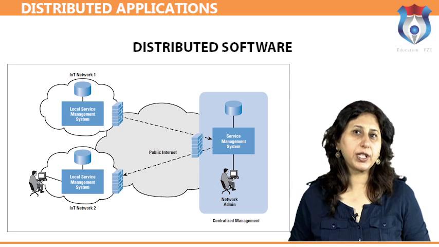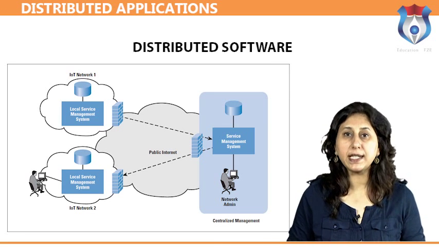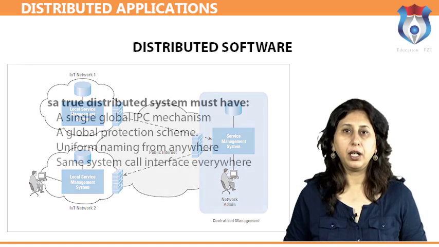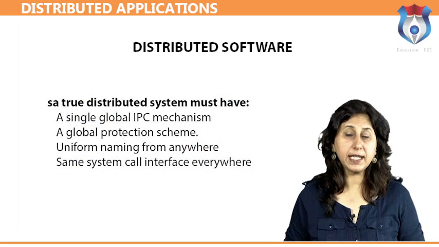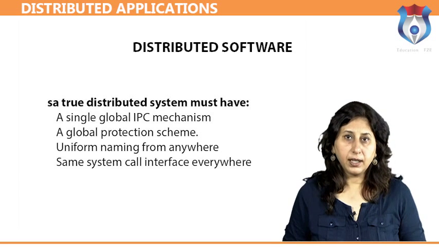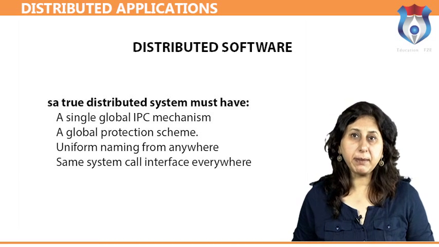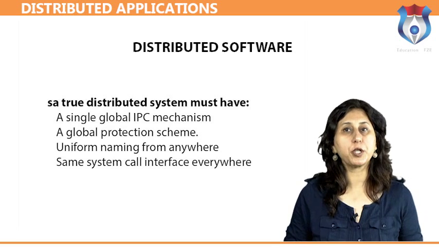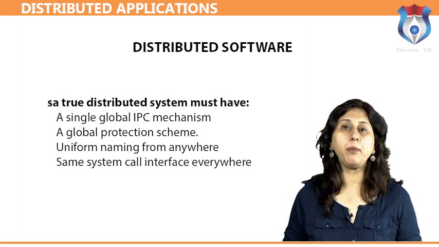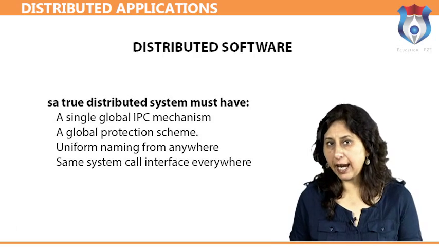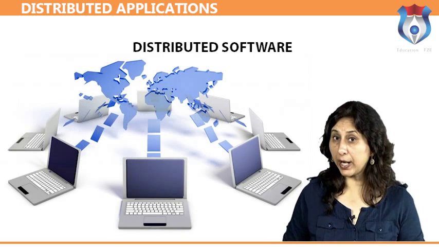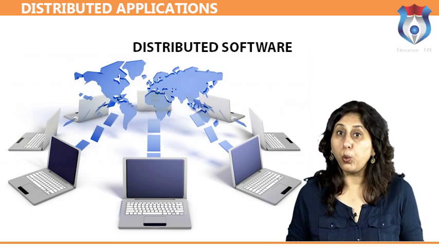The most common distributed systems today are those with loosely coupled software and loosely coupled hardware. The quintessential example is that of a workstation on a LAN. To accomplish a true distributed system, we need certain capabilities: a single global IPC mechanism, a global protection scheme, uniform naming from anywhere, same system call interface everywhere. Next question that arises is, why build them?